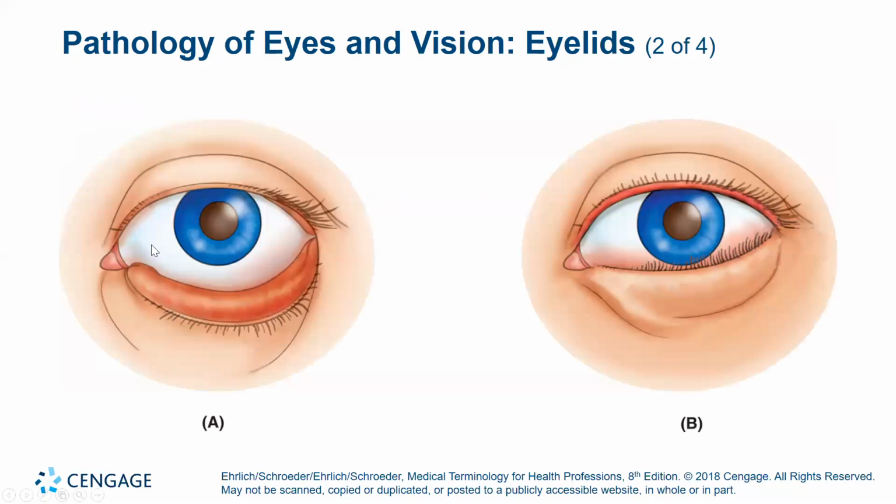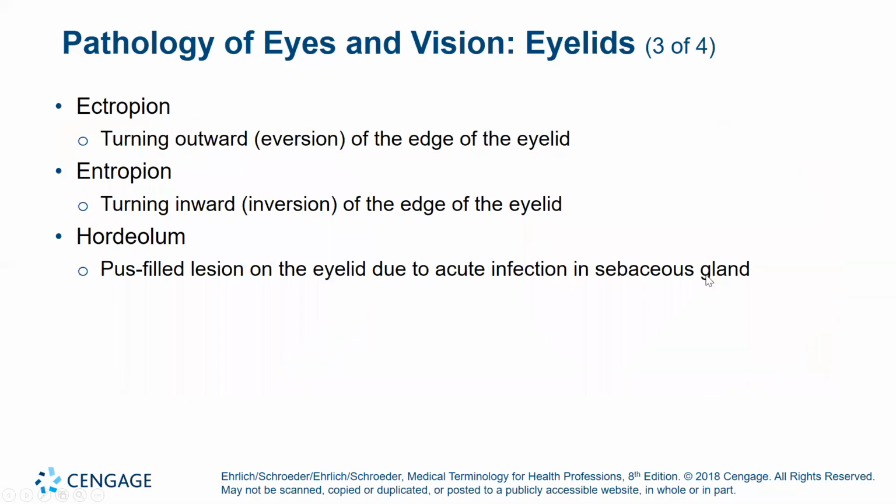And here you can see the disorders of the eye. The first one here, picture A, is ectropion. Ectropion is turning outward of the edge of the eyelid. Where B here is entropion. It's turning inward of the edge of the eyelid. So you can see the outer and then turning inward in that one. And the other one that we have is hordeolum. Hordeolum is a pus-filled lesion on the eyelid. This is due to infection in the sebaceous gland.